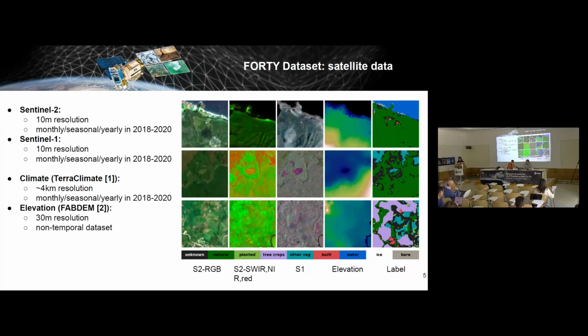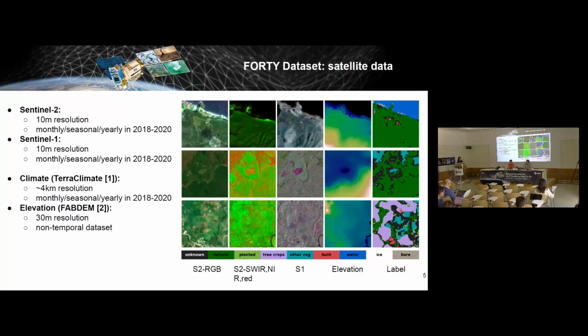And for our input data, we combine different satellite data. So we have Sentinel-2 and 1. They have 10-meter spatial resolution, and we extract the data over 3 years, from 2018 to 2020, and we provide the mosaics in 3 temporal settings, so monthly, yearly, and also seasonal. We also provide additional data such as climate from TerraClimate and also elevation data.